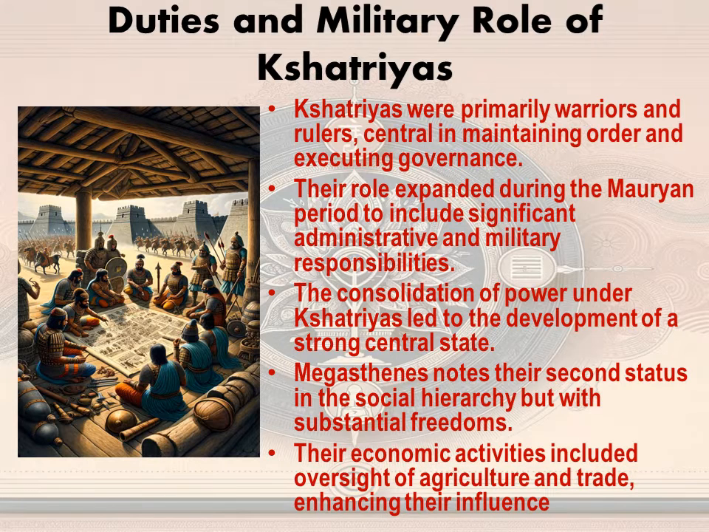Their economic activities included oversight of agriculture and trade, enhancing their influence. So, their economic activities were to oversee the agriculture and trade performed by the state or any kind of guilds, and thus their influence was very much enhanced during the Mauryan period.